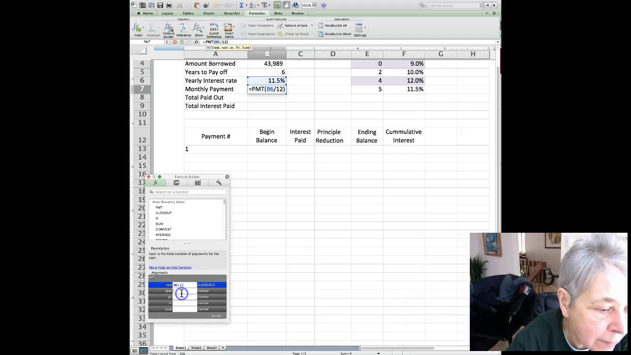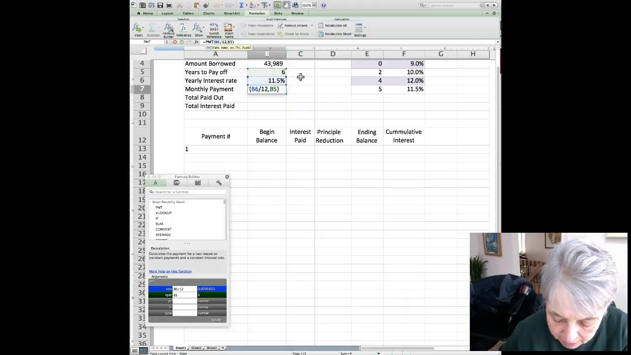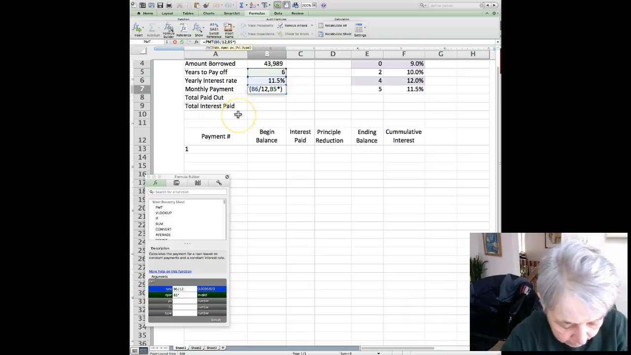The number of payments. Now, we could very easily do this in our head. 6 times 12 is 72, but we shouldn't ever do any math. We should always instruct Excel how to do it. So somebody could change this to 5. If I do the math in my head, then this number will be wrong. So I say 6 times 12.